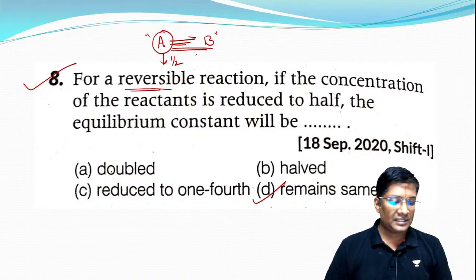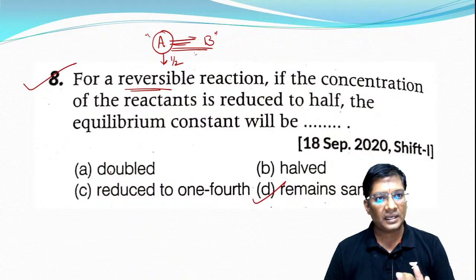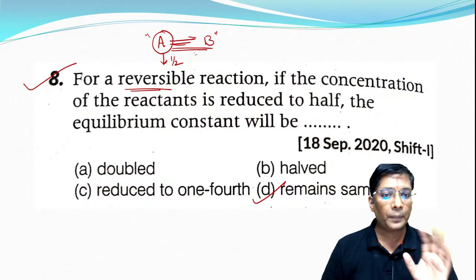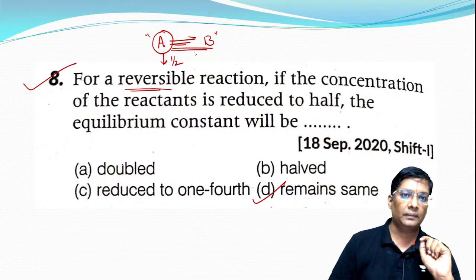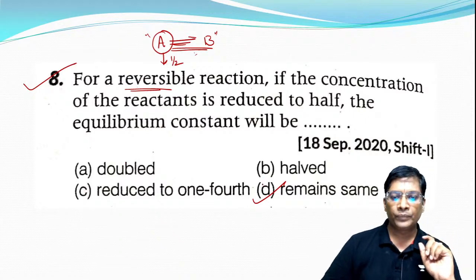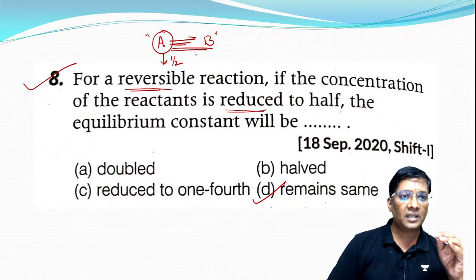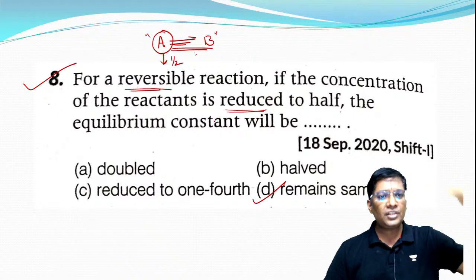Whether you reduce the concentration, increase it, halve it, or double it, whatever it is, it does not depend on the initial concentration, it only depends on the equilibrium concentration. It depends only on the equilibrium concentration, not on the initial concentration. So here, if the concentration of the reactants is reduced to half, that means we have reduced the initial concentration of the reactants, and the equilibrium constant will not depend on the initial concentration.